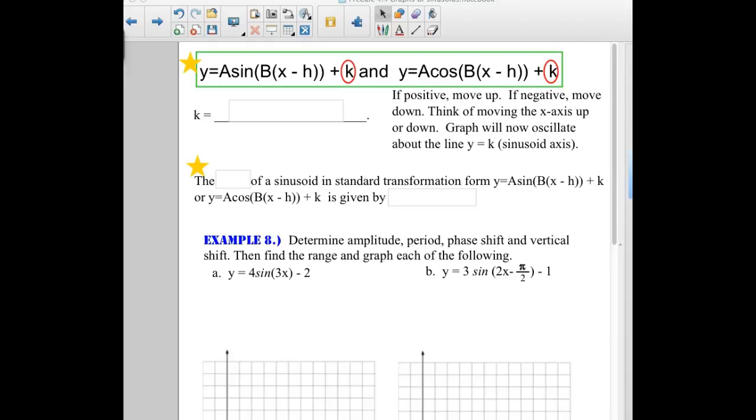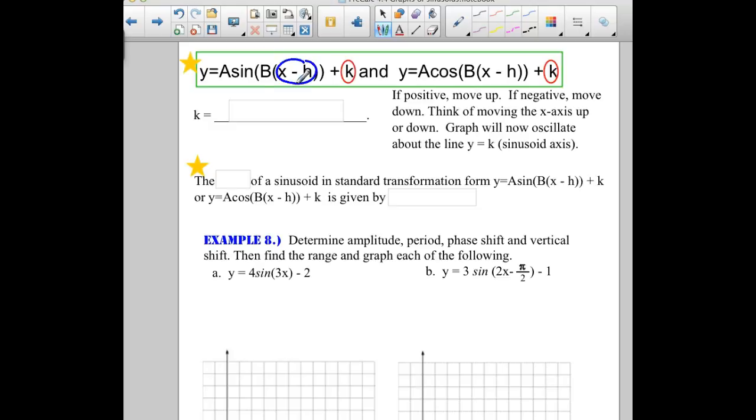All right. What did the H do? That's called a phase shift, or left or right. Notice in this equation that your H is factored away from your B term. Yes? A lot of times it's not in that format when we first look at our equation. Today we're going to look at how we get it in that format so we can really see that phase shift. All right. And now today we're going to add in a K value.